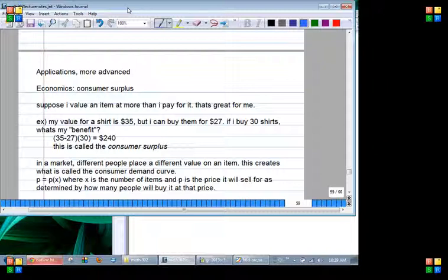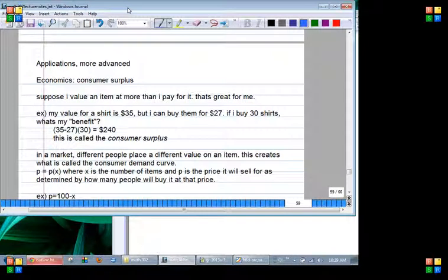So for example, if I sell a car for $30,000, only a certain number of people will think it's worth that and will buy it at that price. But if I sell the car for $20,000, a lot more people will think it's worth it, or at least will be willing to pay that price, and I'll sell a lot more. And that's the idea. So we're just going to use some really simple functions for this. So let's say that P, the consumer price function, is 100 minus X.